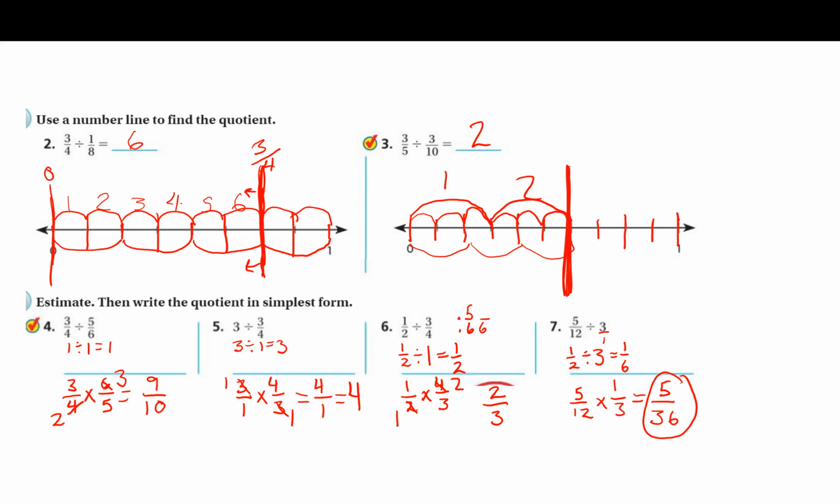All right, I showed you the number line strategy. I want you to be familiar with it, know how to work it, but you do not have to use it on the homework problems. You can continue to use copy, change, flip on the homework problems.